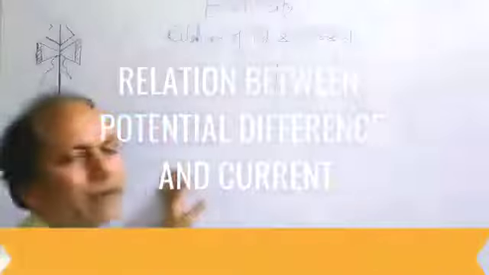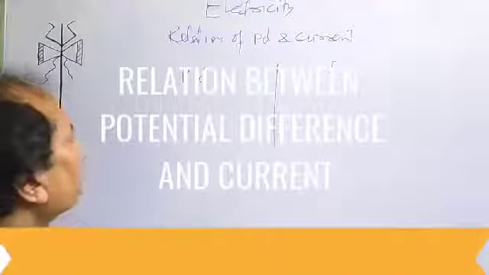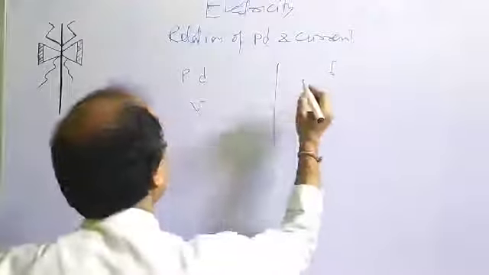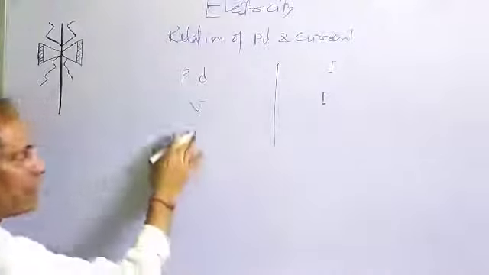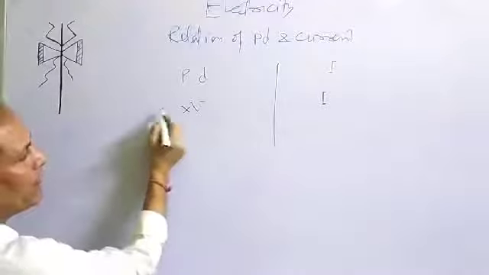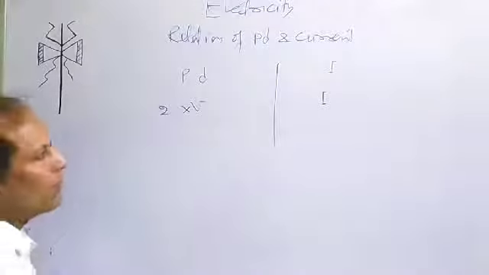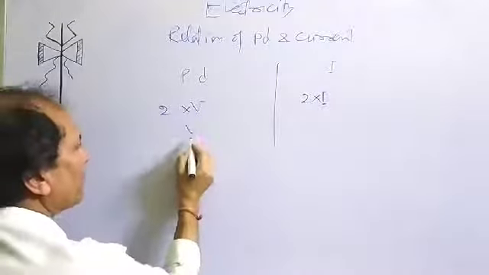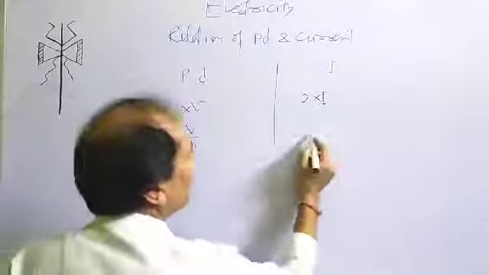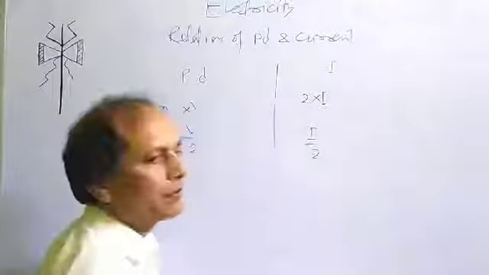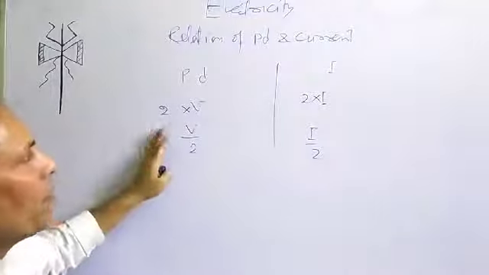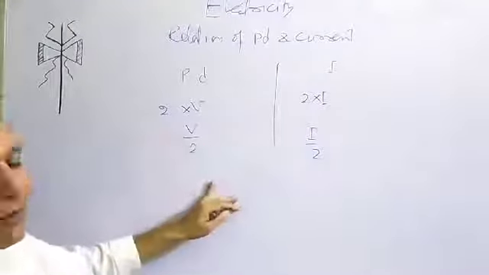Potential difference and current. Also a very important one. Potential difference is denoted by V, current is denoted by I. In a circuit, if we make the potential difference double, the current also becomes double. But if the potential difference is halved, the current will also be halved. This is the relation of potential difference and current.